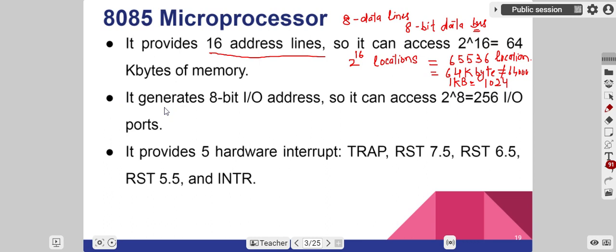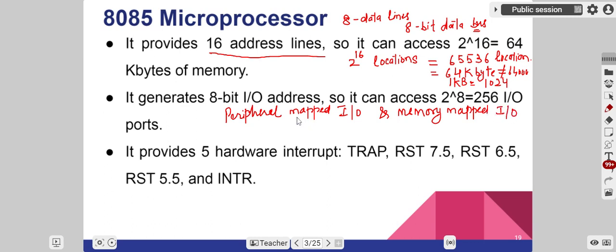Moving over to the next point, it generates 8-bit input output addresses. So it can access 2 raised to the power 8, that is 256, input output ports. So we actually have two types of addressing of input output devices, out of which the first is called peripheral mapped input output, and the other is called memory mapped input output.